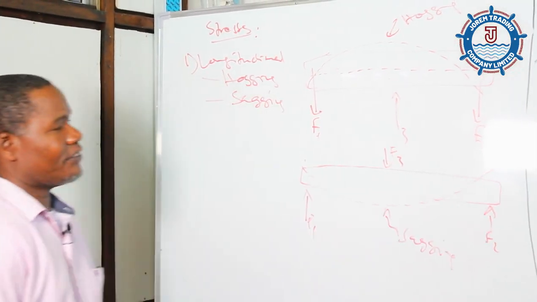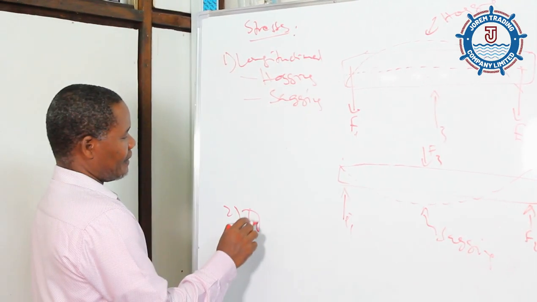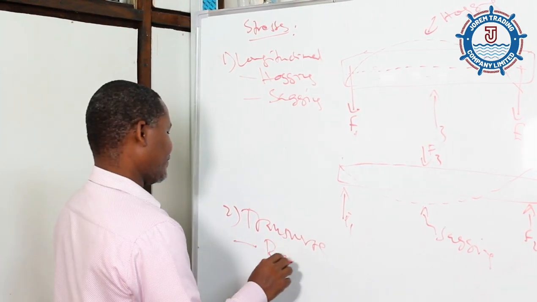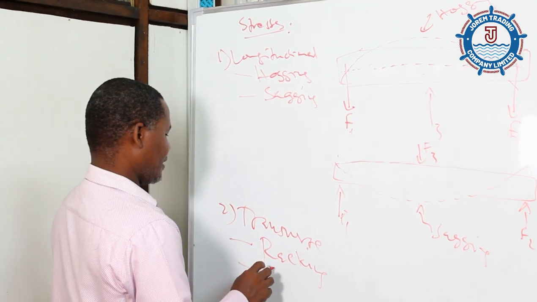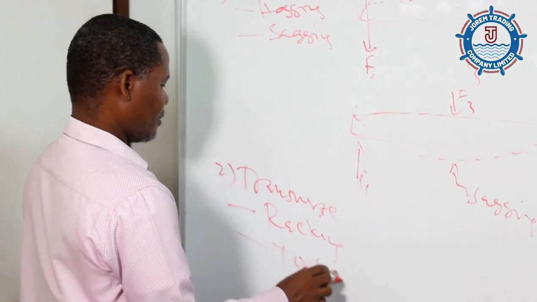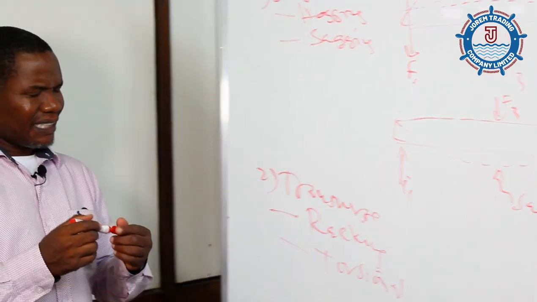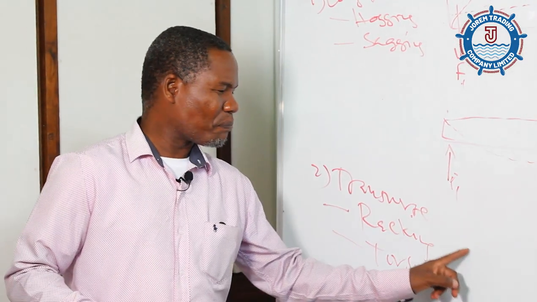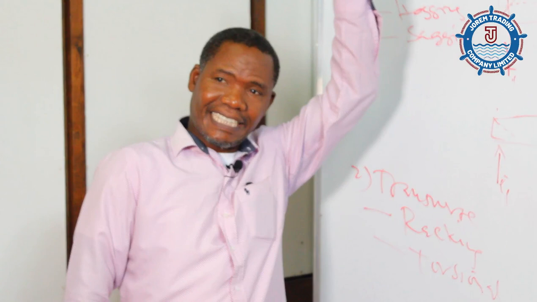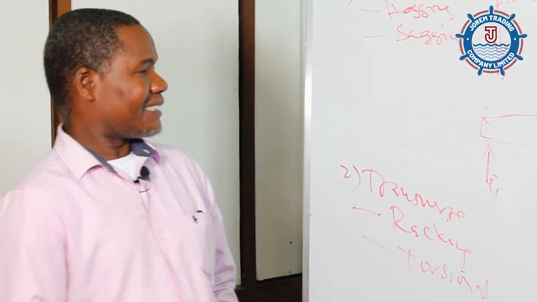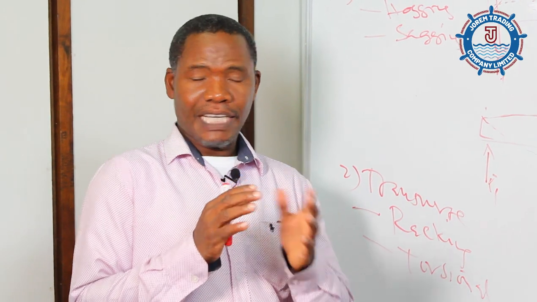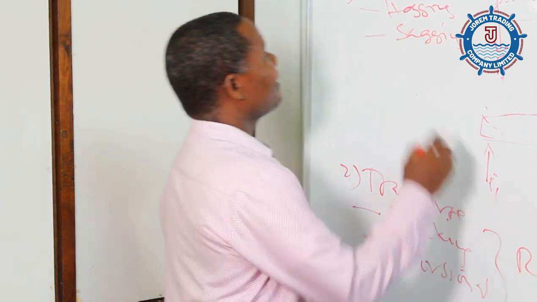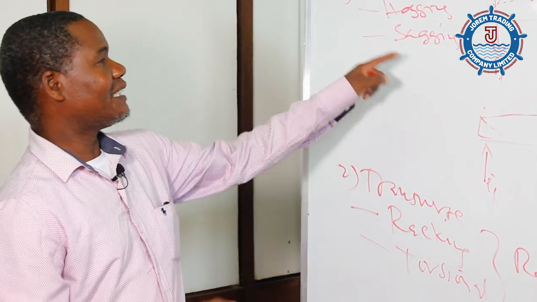When we come to the transverse stresses, firstly we have the racking stresses, and we have the torsional stresses. Mostly, the torsional and racking stresses are more pronounced in container ships. Why? Because of the cargo they carry. Those boxes, those containers, each has its individual weight. And when the ship is rolling, this is more pronounced, while hogging and sagging is when the ship is between the waves.